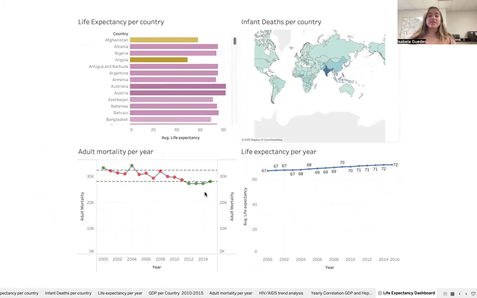This is the first dashboard, and you can see the life expectancy, infant deaths, adult mortality, and life expectancy. These are different ways to measure how the people in those countries are living throughout 2015, and we are able to see the correlations between the data sets and how they interact with each other.